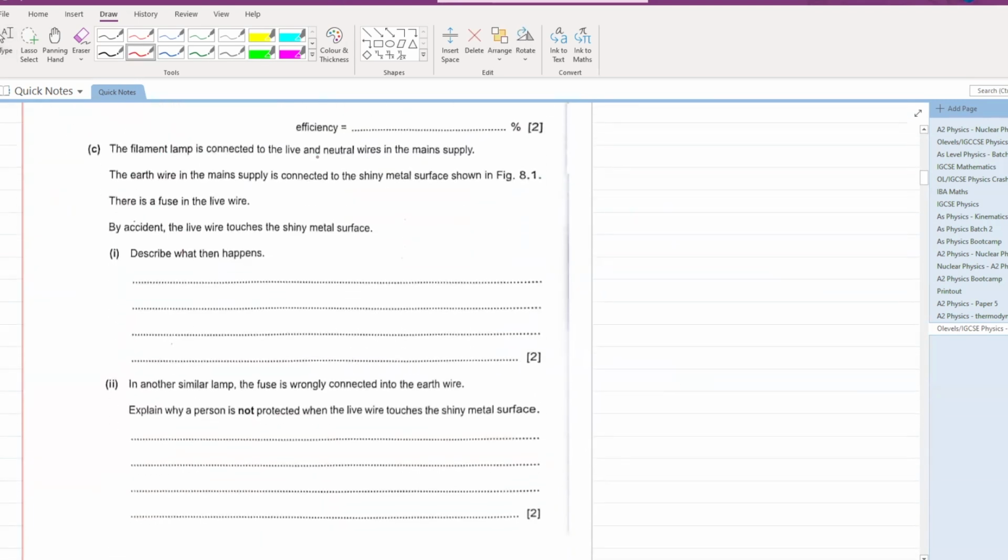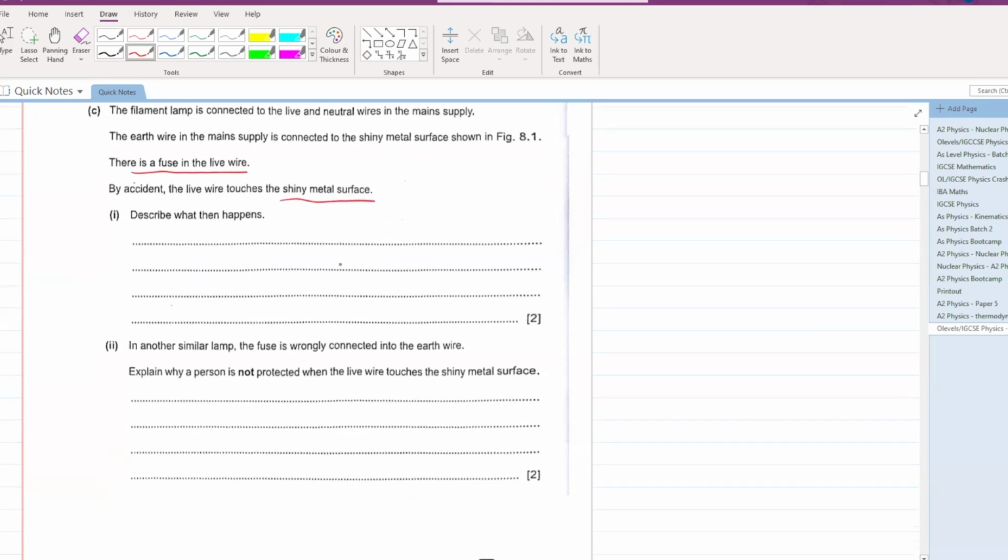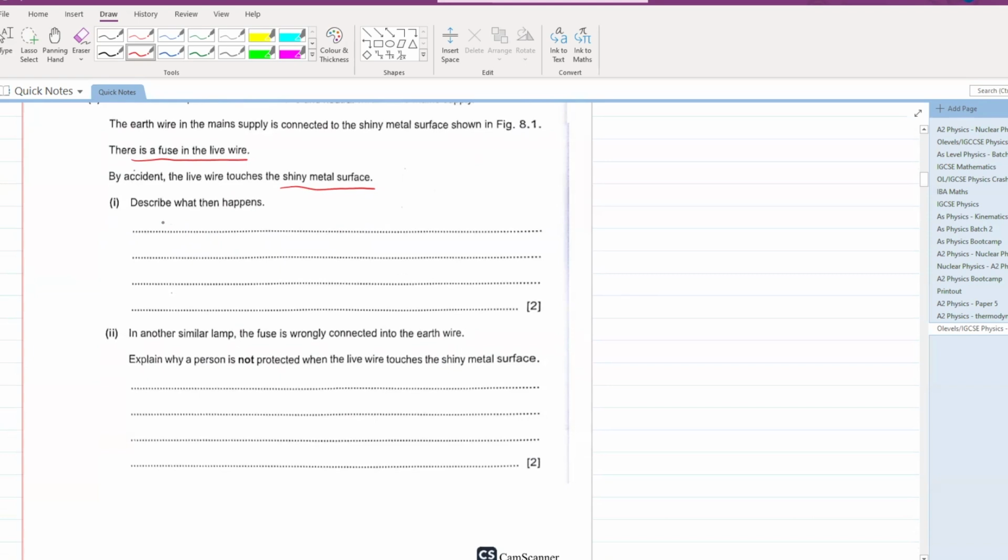The filament lamp is connected to the live wire and neutral wires in the main supply. The earth wire in the main supply is connected to the shiny metal surface in figure 8.1. There is a fuse in the live wire. By accident, the live wire touches the shiny metal surface. Describe what happens. As the live wire touches the shiny metal surface, what will happen?